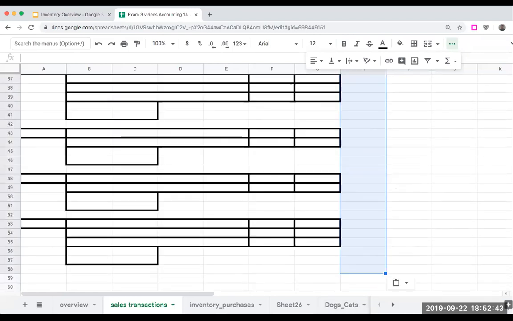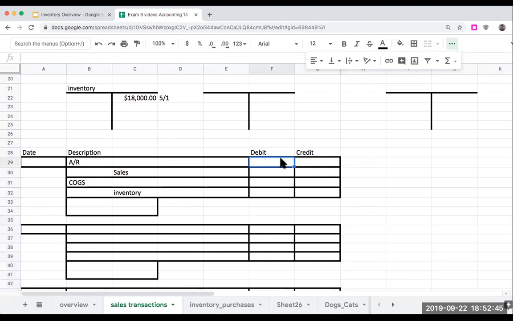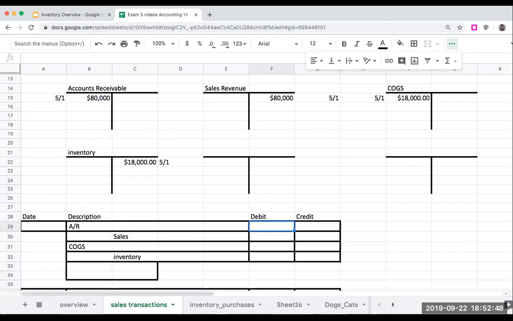Okay, there we go. So right over here, debiting AR for 80,000, crediting sales revenue for 80,000, debiting cost of goods sold for 18,000, crediting inventory for 18,000. And again, right over here, assets equals liabilities plus owner's equity, right?